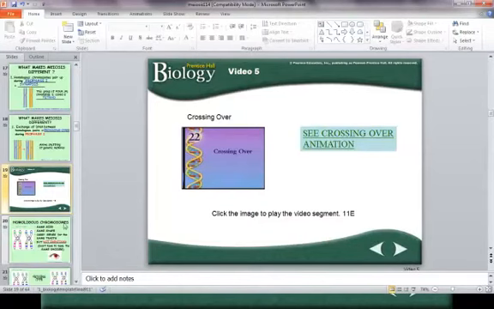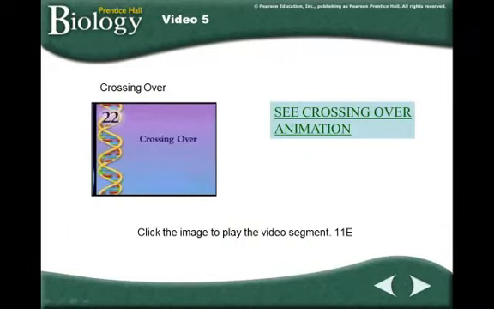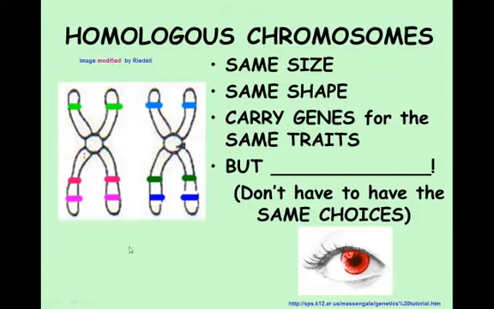Okay, so let's go back to our slideshow and talk a little bit now about what is happening to our chromosomes. If you remember, homologous chromosomes are the same size and same shape, but they don't have to carry genes for the same traits. Dad could give you a green eye choice, mom could give you blue eye choices. They're not exactly identical. Remember, chromatid arms are exact copies, but homologous chromosomes are not the same.